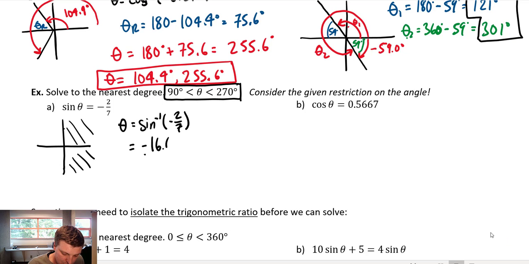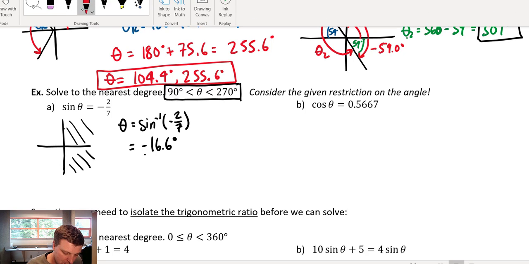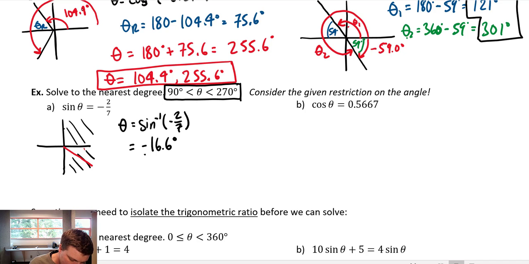So -16.6 degrees. Now your calculator will sometimes give you an answer that is in the second or third quadrant, and sometimes it'll give you a negative. You just have to be able to roll with either one. And so this reference angle that's given to me is -16.6 degrees. Well, that's obviously not a solution because it doesn't fall within the range I've been given. I can only give an angle that's bigger than 90 and less than 270. But I can see that the sine of the angle is going to be negative, so I know it's going to happen in the third quadrant. It can't be in the second quadrant because sine is always positive in the second quadrant.